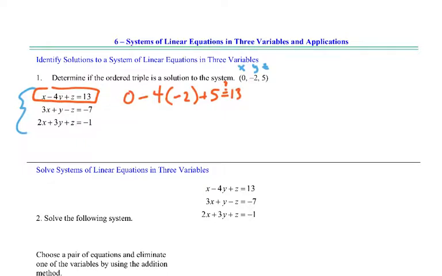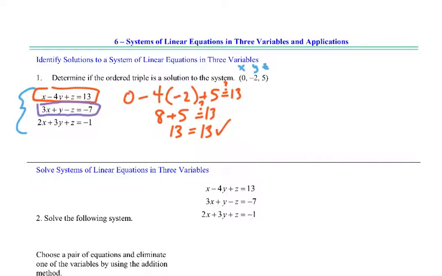Well, 0 is just 0, obviously. So I'm going to do -4 times -2, which is +8, plus 5. Does that equal 13? And then I get 13 equals 13. That is true. So it worked for the first equation. That's not enough to say that it's a solution to the system because we have to check all three equations. So I need to do the same thing for the second equation and the third equation. And we can only say it's a solution if it satisfies all three of them.